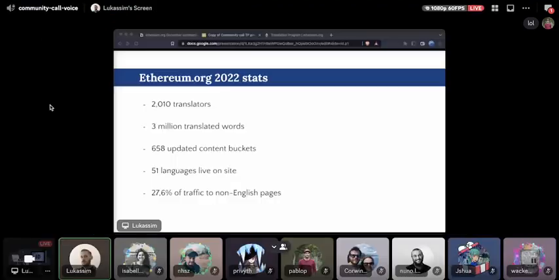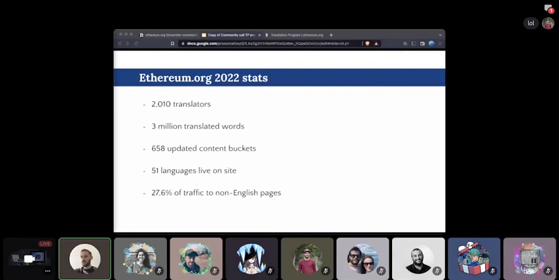This is a very basic way of just highlighting some numbers so that there's a visual representation there as well. So it's been a pretty impressive year for translations on Ethereum.org, with over 2,000 individual contributors translating a total of almost 3 million words. Both of those numbers are up from last year. Because of all of this activity, we were able to update over 650 content buckets across all languages on the site, massively up from last year. The number of languages available on Ethereum.org has also grown from 39 last December to 51 currently live.